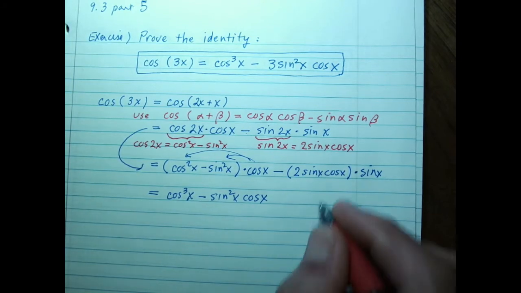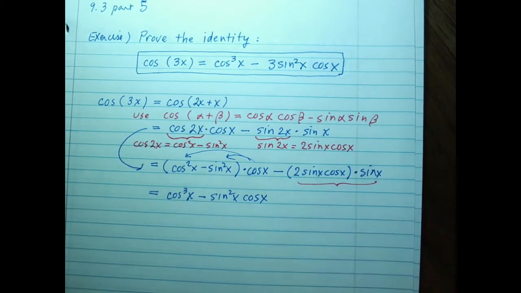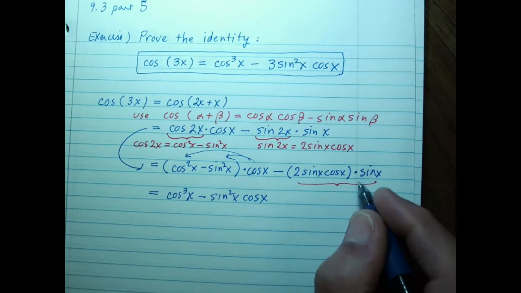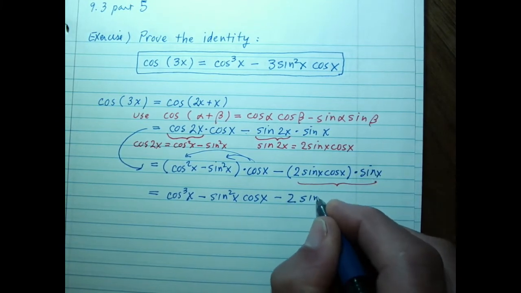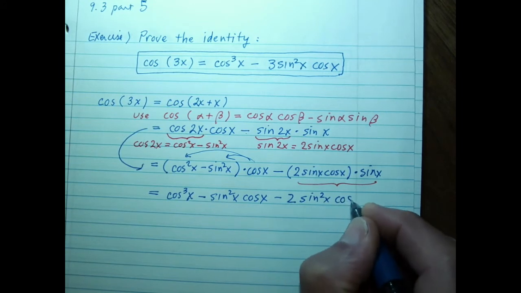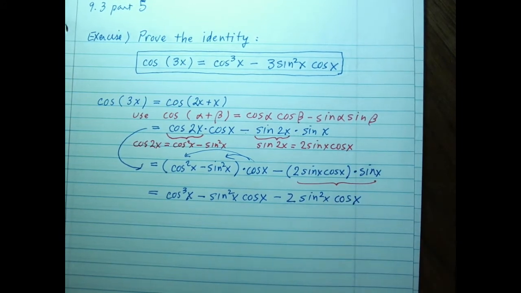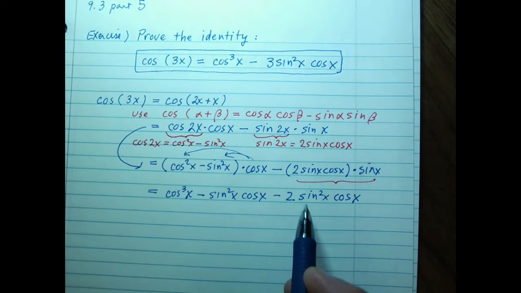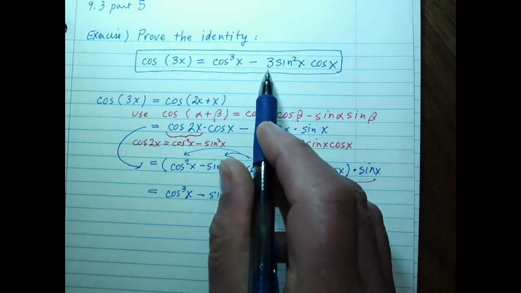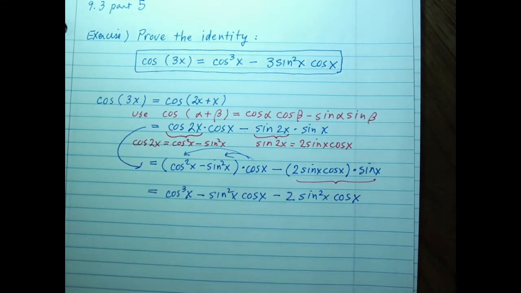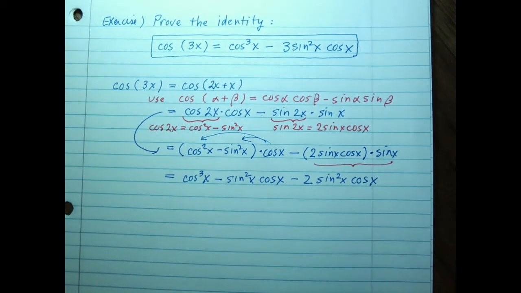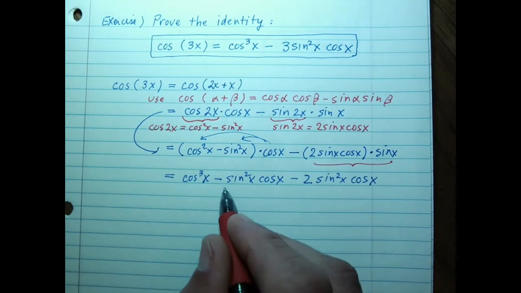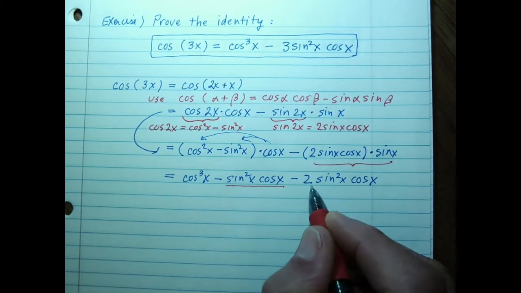I don't distribute on the right, but I just multiply all that out. That's just a multiplication problem. I have minus 2 sine times sine is sine squared x cosine x. And that kind of looks like the term I want, but it's got a minus 2 instead of a minus 3 coefficient. I don't know, do you see it? We're almost there. Do you see where this is going? All we got to do is observe these are like terms.